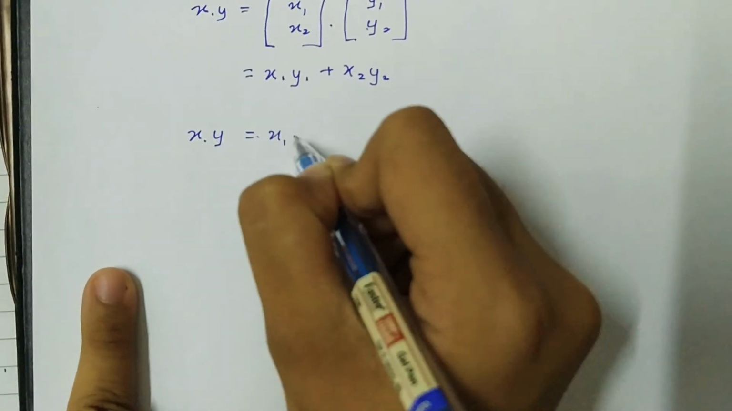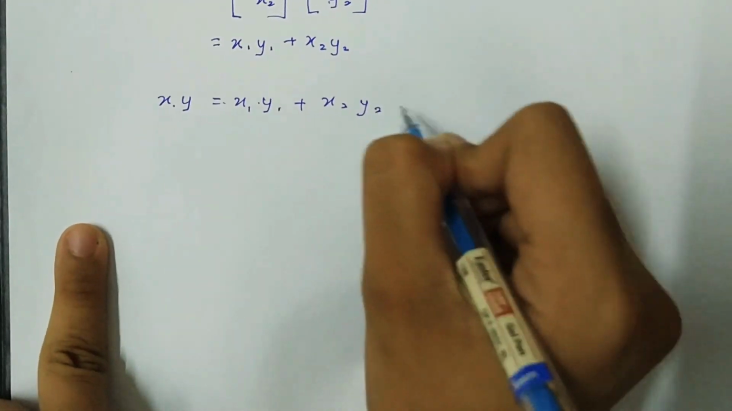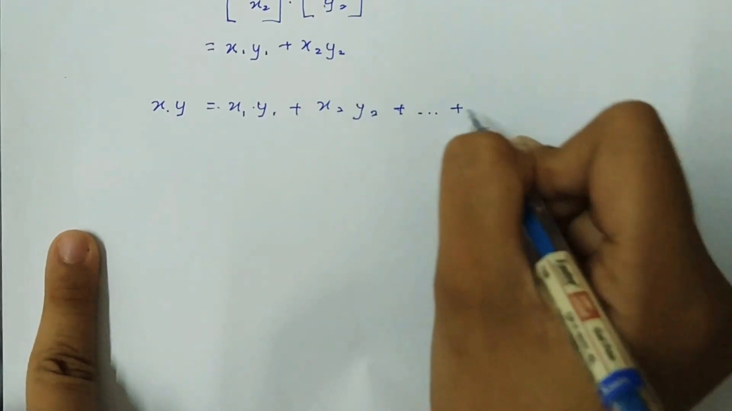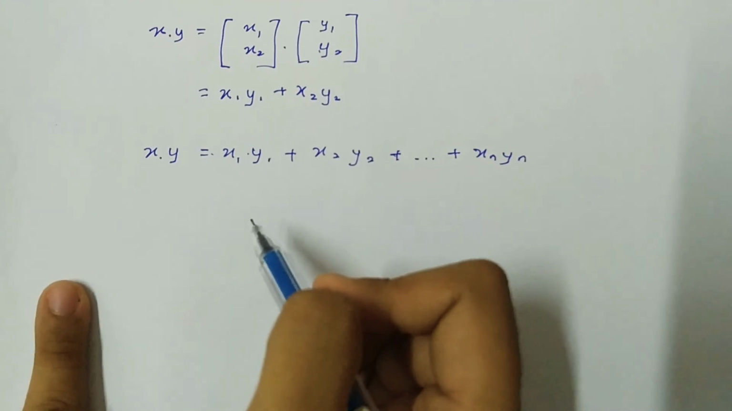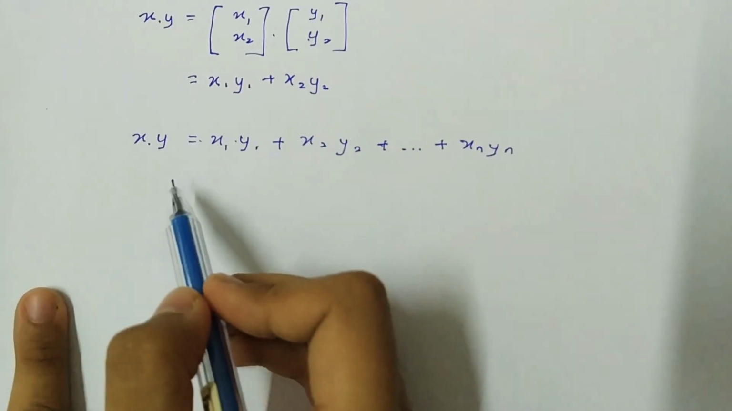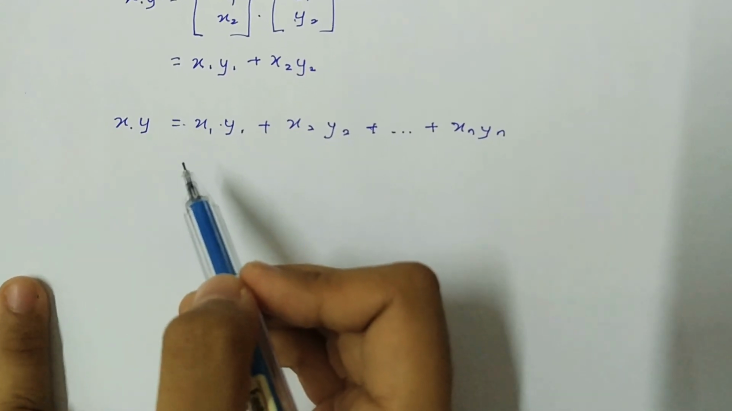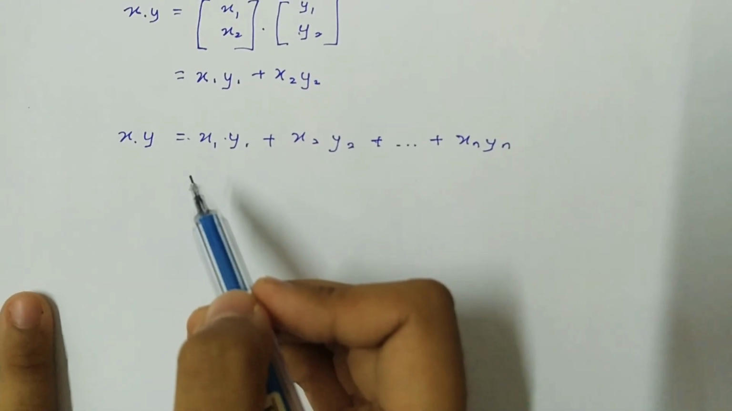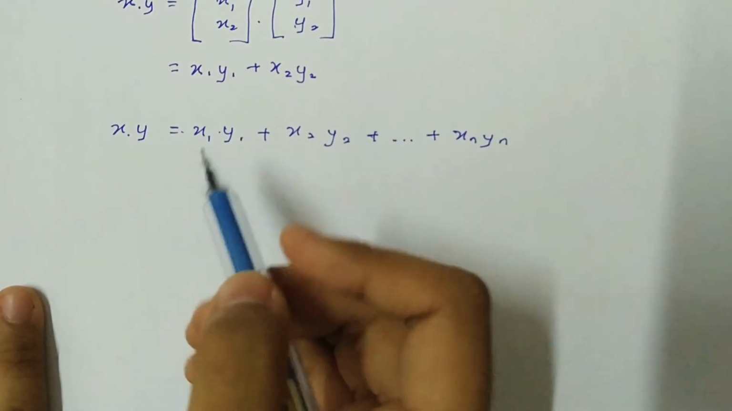Okay, for this one, if they were n dimensions, suppose x is an n-dimensional vector and y is also an n-dimensional vector, then this multiplication would be like this.